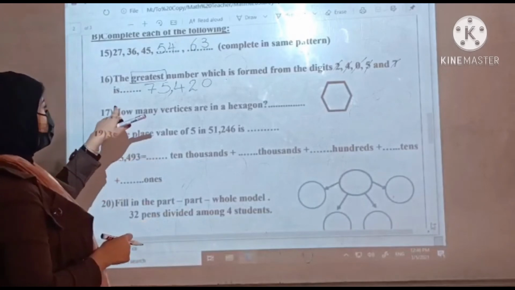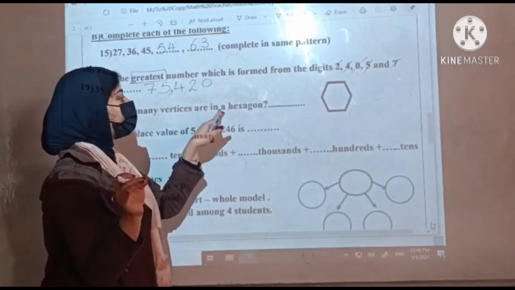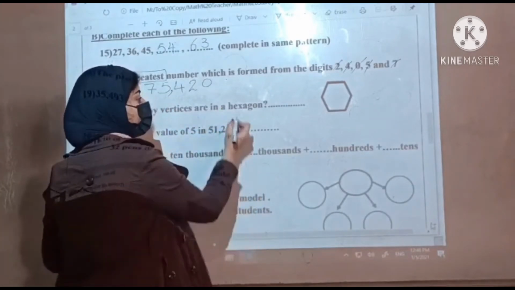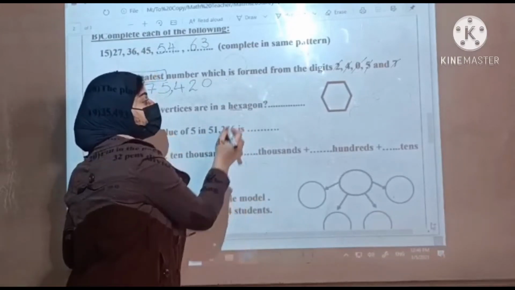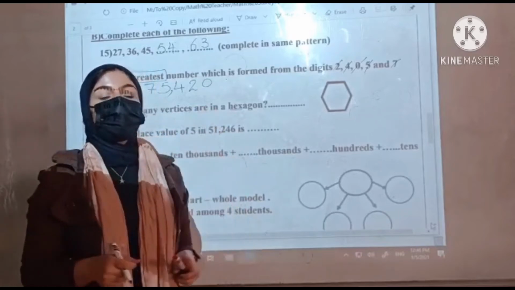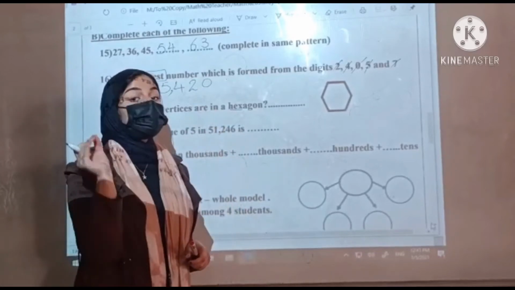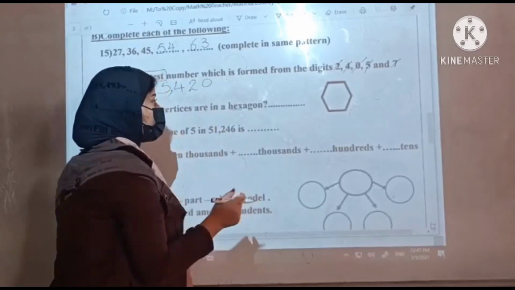So the next one here, how many vertices are in a hexagon? So I told you Junior 3, hexagon, word hex, it's like 6, hex like 6, so we have 6 sides and 6 vertices.